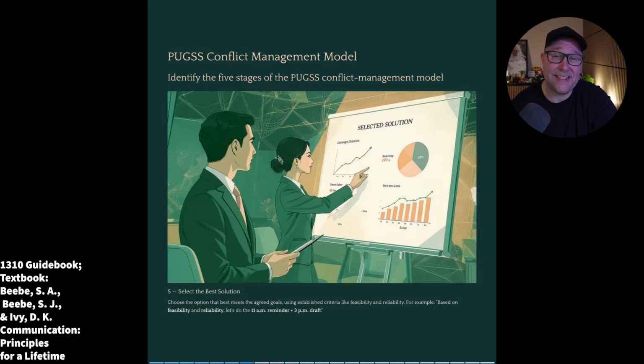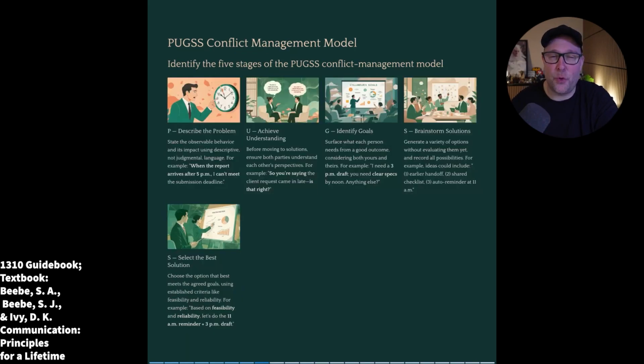The last S is where we select the best solution. We choose the option that best meets the agreed goals using established criteria. For example, based on feasibility and reliability, let's do the 11 a.m. reminder and the 3 p.m. draft. So to review, we have describe the problem, achieve understanding, identify goals, brainstorm solutions, and select the best solution.